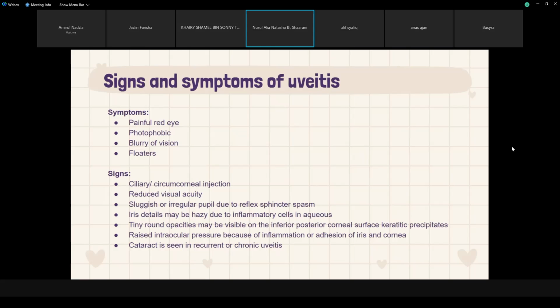So this is the clinical feature of uveitis. The symptoms include painful red eye, photophobia, blurring of vision, and also floaters. The signs include ciliary or circumcorneal injection, reduced visual acuity, sluggish or irregular pupil due to reflex sphincter spasm. Iris details may be hazy due to inflammatory cells in the aqueous. Tiny round opacities may be visible. Raised intraocular pressure and also cataract are seen in recurrent or chronic uveitis. Next slide, please.